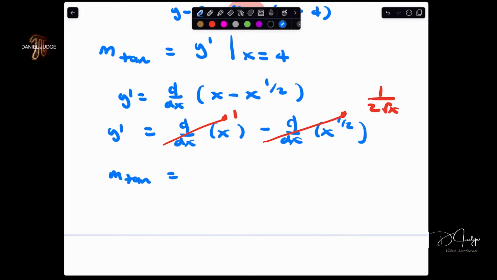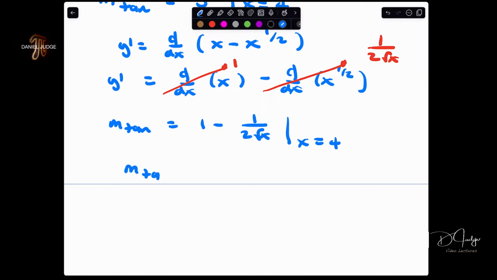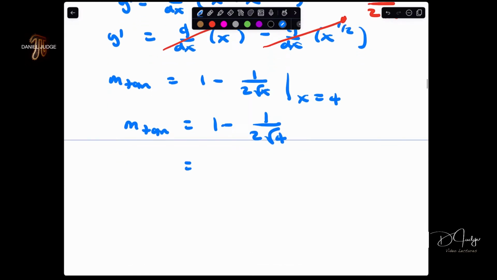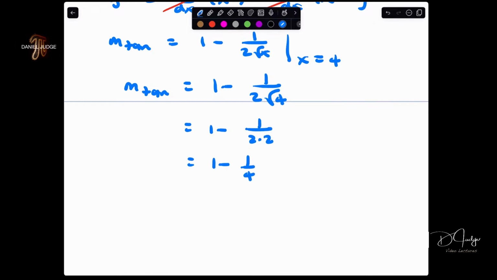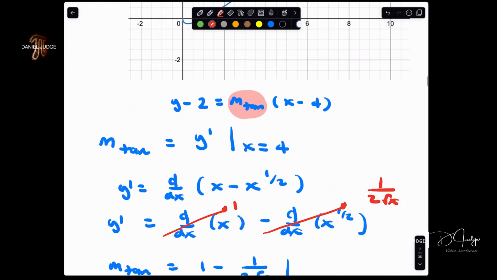So m tangent will be 1 minus 1 over 2 square root of x, and you evaluate that when x is 4. So we're going to plug in 4 for x, and we get 1 minus 1 over 2 square root of 4. 1 minus 1 over 2 times 2, which will be 1 minus 1/4, 3/4. So m tangent becomes 3/4. There you go, ladies and gentlemen. I guess earlier we were coloring it red. So m tangent is 3/4. We're going to use that value. Let's go put it up here.